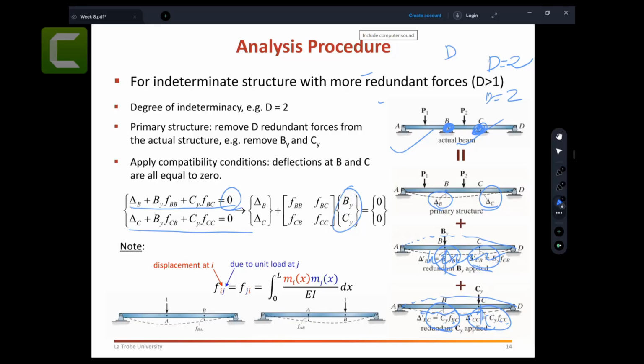OK, for the beam, same thing. For example, as I mentioned, the displacement at I, this is the flexibility coefficient, the displacement at I due to the load at J. So that's what they talk about.